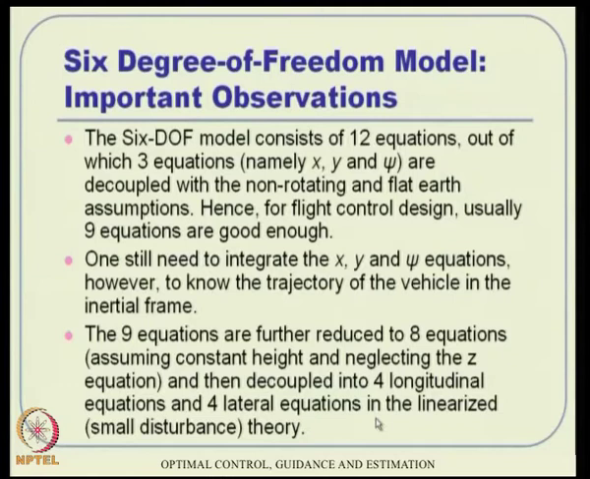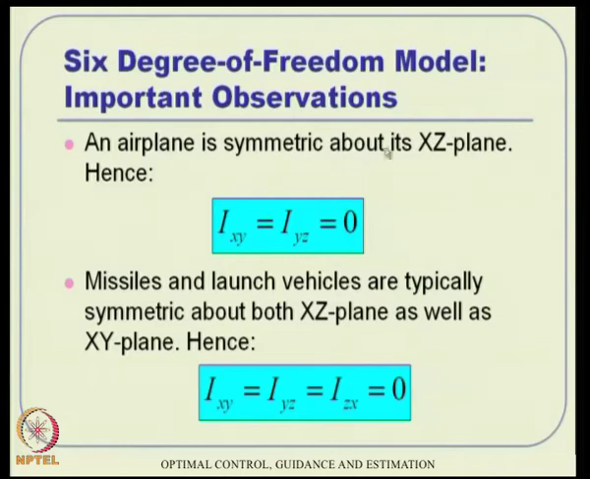The weak coupling that exists between the two, under this linearization approximation, we can neglect. So, these 4 equations are grouped together and the other 4 equations are grouped together. I will talk about that later. Then also remember that the airplane is symmetric, that is one of the assumptions. That is why the cross moments of inertia are 0, and missiles and launch vehicles are typically symmetric about both the xz plane and xy plane, and hence all 3 cross moments of inertia are 0.